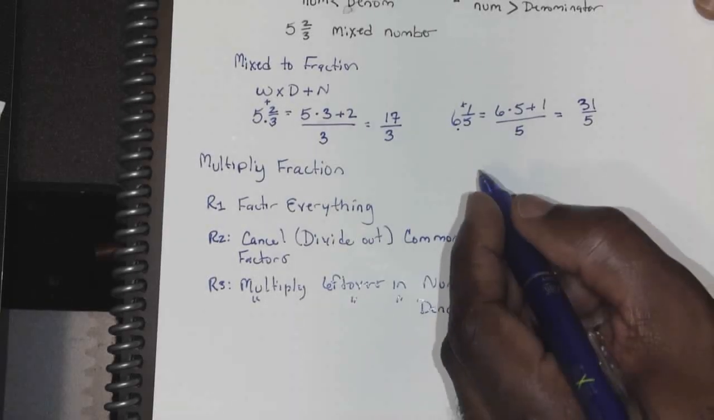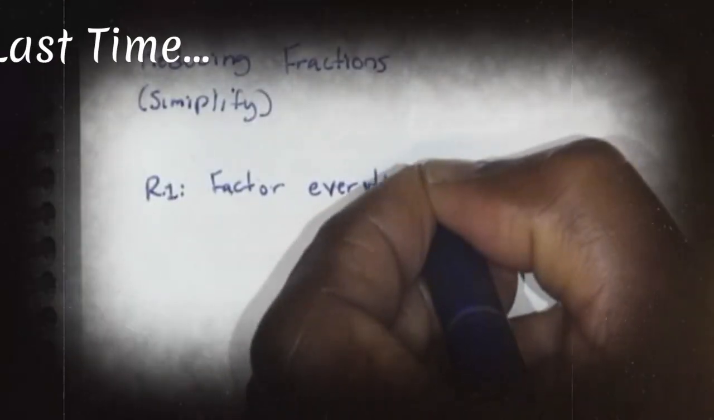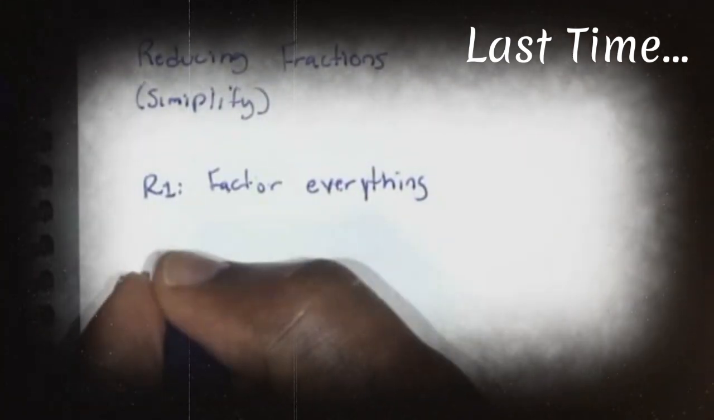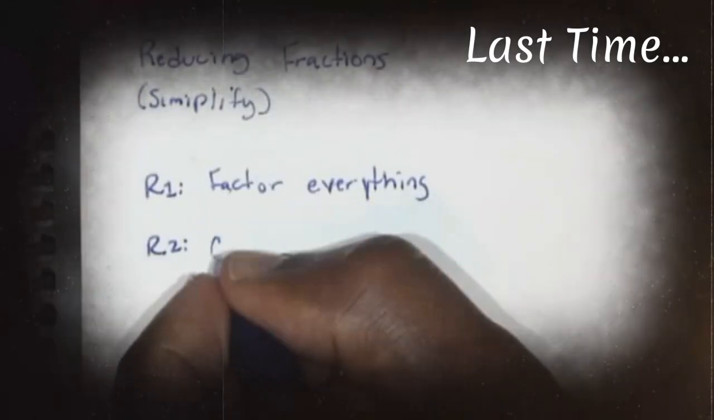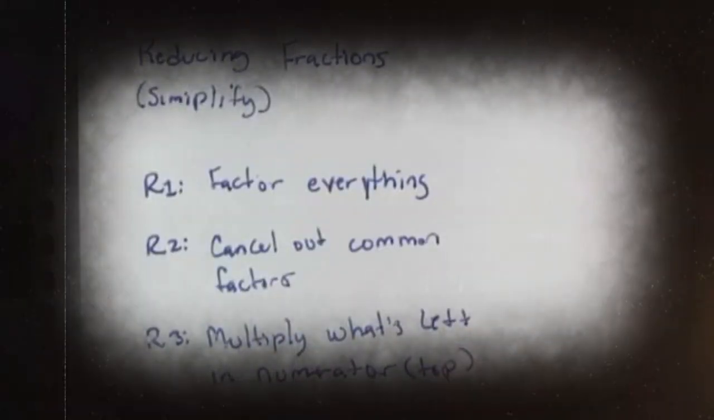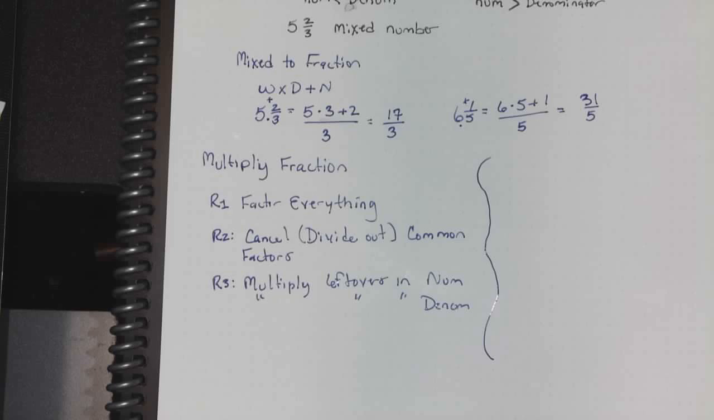Factor everything. Alright? And rule 2, people say cancel. I say cancel out common factors. And rule 3, multiply what's left in the numerator, and then you do the same with what's left for the denominator. So remember, I'm showing you the skill because we're going to use it again. That's why I want to see you use this skill. I don't want you stuck and can't move forward.